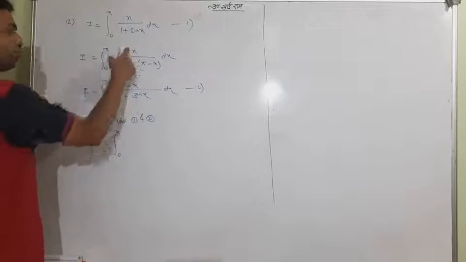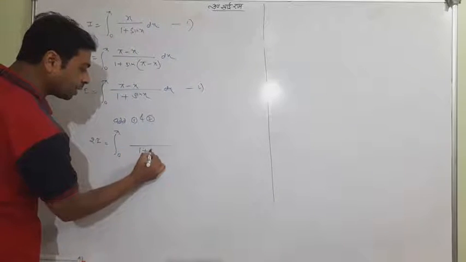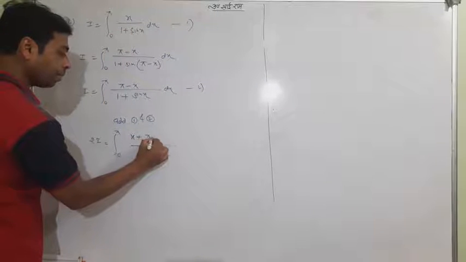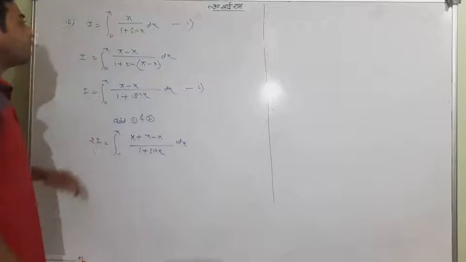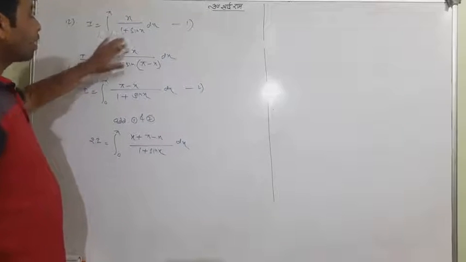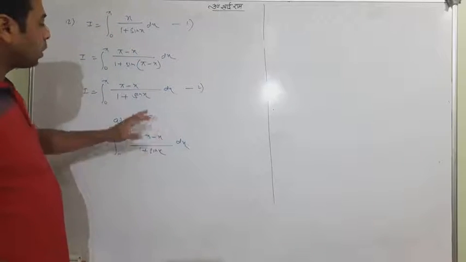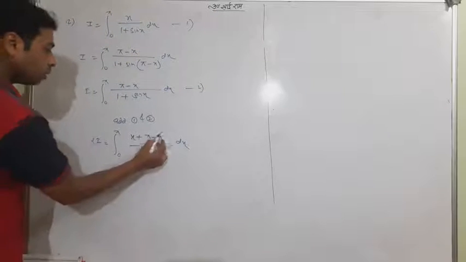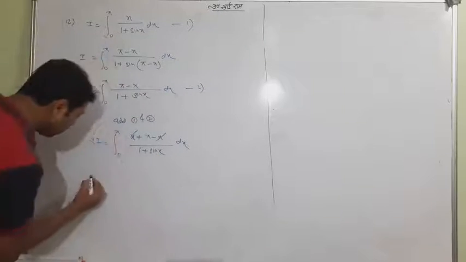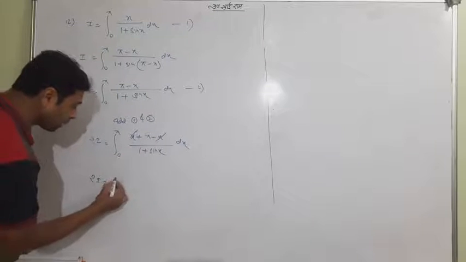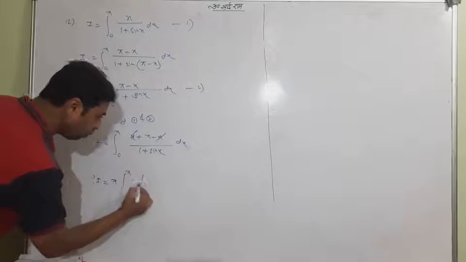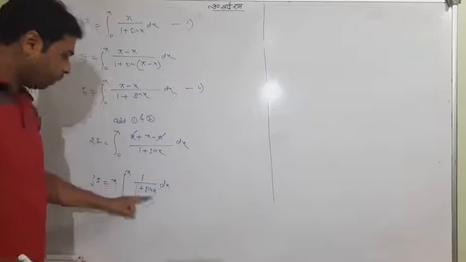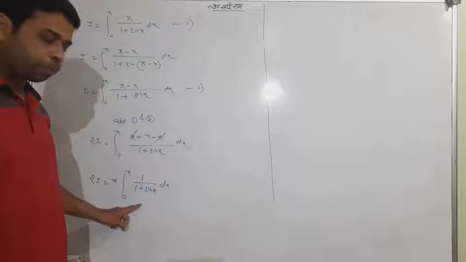I won't write them separately because in the denominator we have 1 plus sin x. After taking the LCM, x plus pi minus x will be there. When I add these two, the denominators are the same, so the numerator will be written the same. So x and x cancel. So 2I will be pi outside, 0 to pi of 1 upon 1 plus sin x dx. Now we will solve this part.